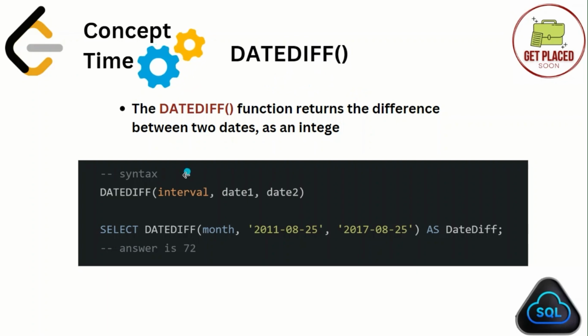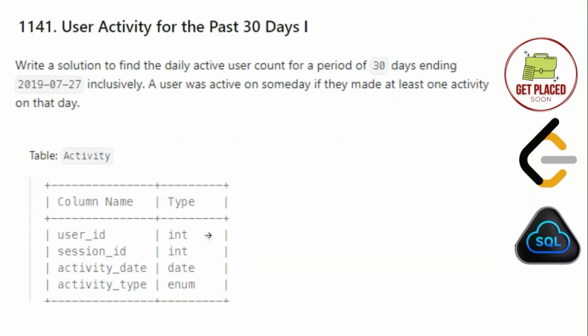So, in the syntax, we will give interval, date1 and date2. Interval we can write as day, month or year, whatever we are going to find the difference in, and we will give date1 and date2. When we use this dateDiff function, it will return the difference between the dates. Okay, now getting started with the problem.